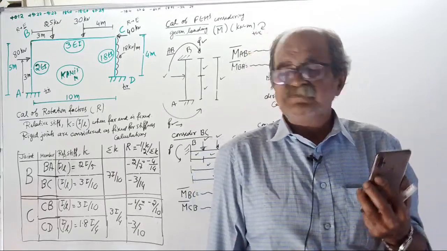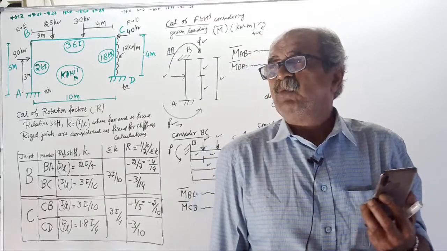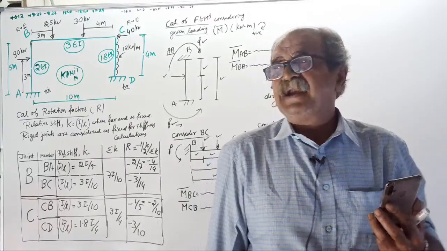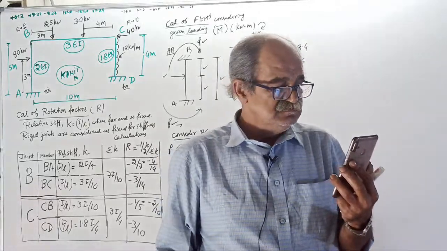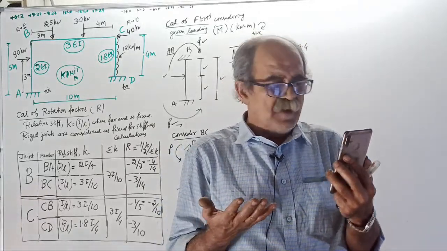All these days, in Kani's method, when there was no sway, what were you doing? Rotation factor, fixed end moments, then calculation of. If you don't answer, I will stop the class.